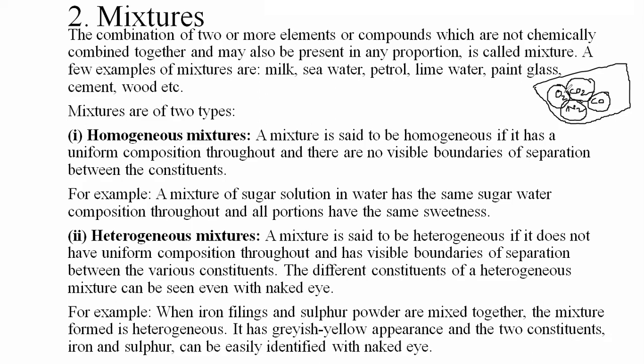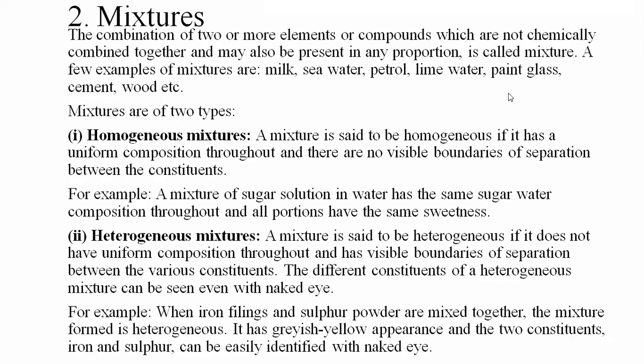Have you heard about alloys? We define alloys as a mixture of two or more elements. The proportion of the elements I take differs. Yes, that is nothing but mixtures. So a mixture is a combination of two or more elements or compounds which are not chemically combined together, and they may also be present in any proportion.